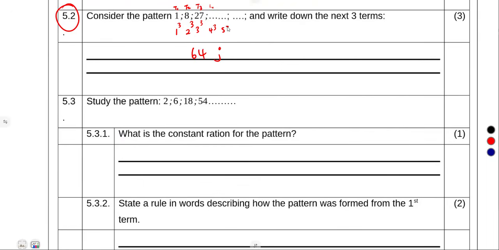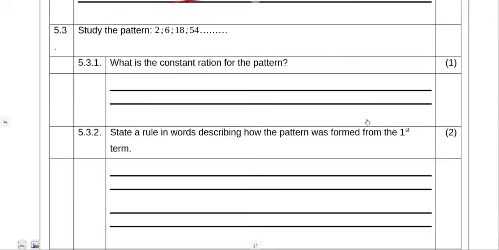The following one, 5 to the exponent of 3, which is 125, followed by 6 to the exponent of 3, which is 216. So this is how the pattern was being formed. We are simply taking what is on that term, raise it to the exponent of 3. So the next 3 terms will be 64, 125, 216.